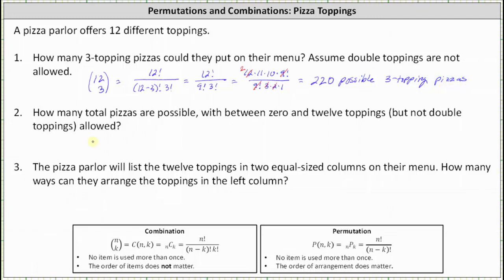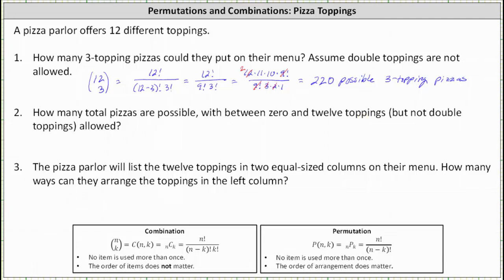Number 2, how many total pizzas are possible with between 0 and 12 toppings allowed, but no double toppings are allowed? There's a couple ways we can do this. The long way would be to determine 12 choose 0 plus 12 choose 1 plus 12 choose 2 plus 12 choose 3 all the way through 12 choose 12 and then find the sum. But there's actually a faster way to do this by thinking of this a different way.